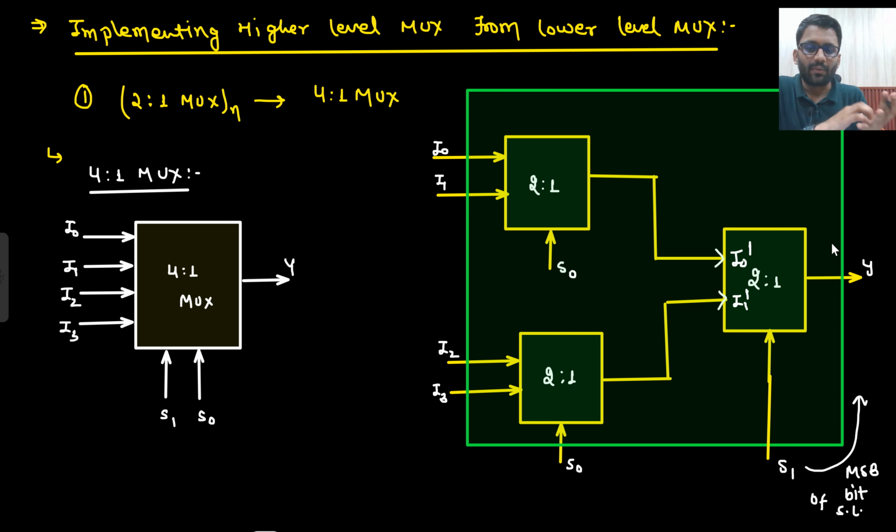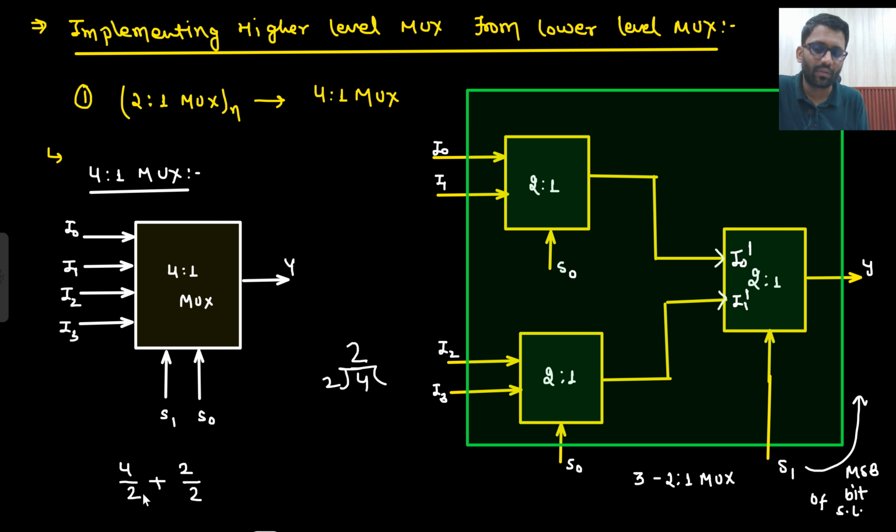Okay. Now, how many muxes were required? 3 2 cross 1 muxes were required. Now there is another way of finding it. How will you do it? You need to find 4 cross 1 from 2 cross 1, right? So what you will do? 4 divided by 2. What are you getting? 2. Now this 2 again can be divided by 2.